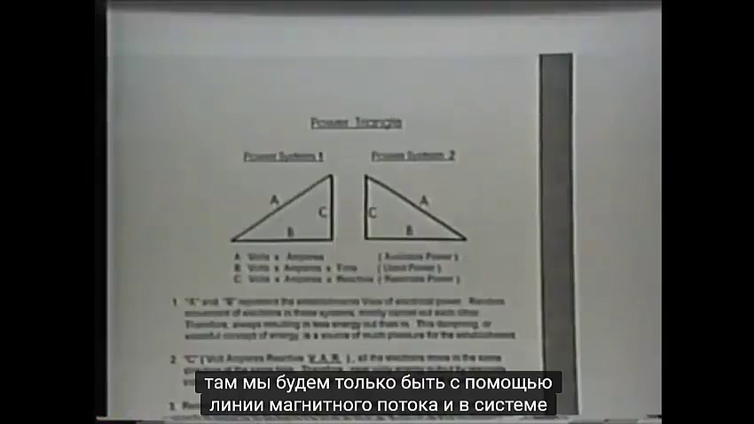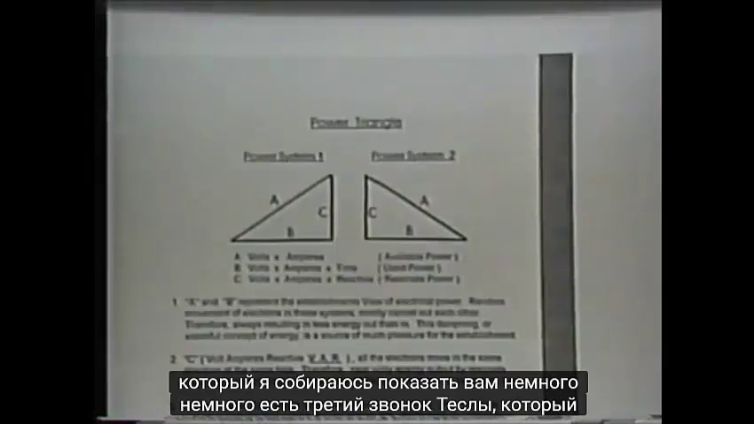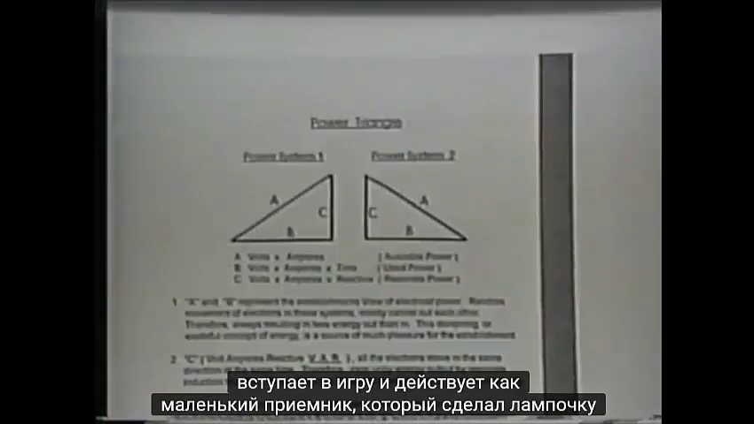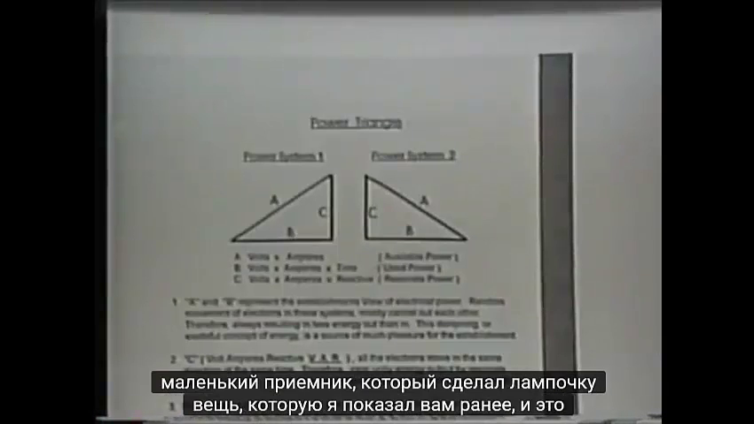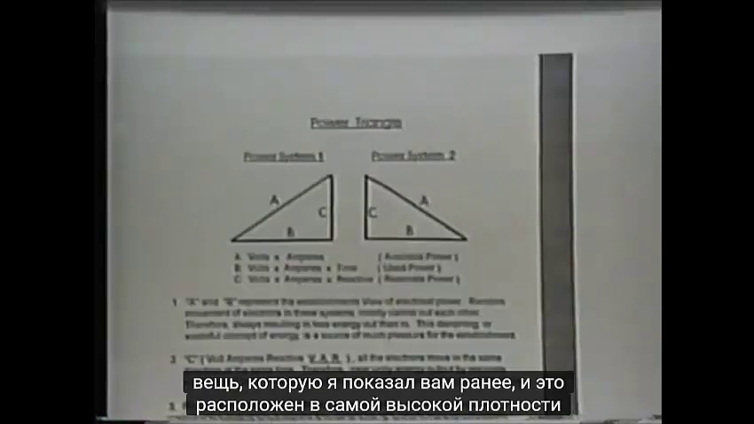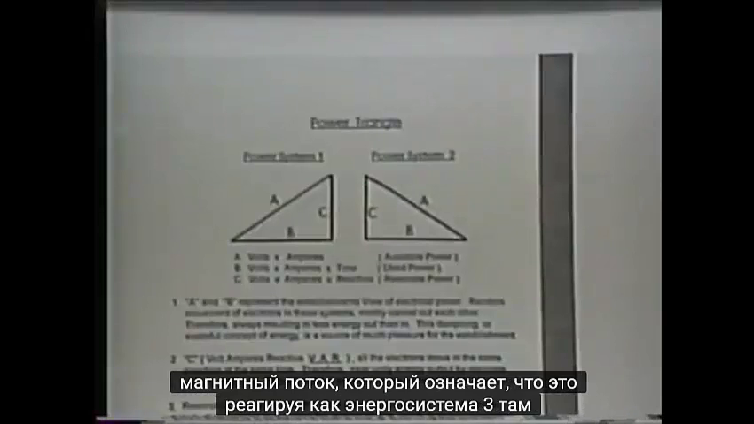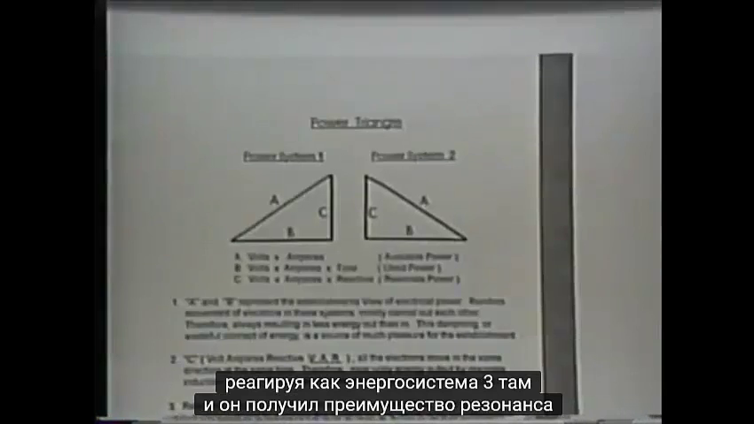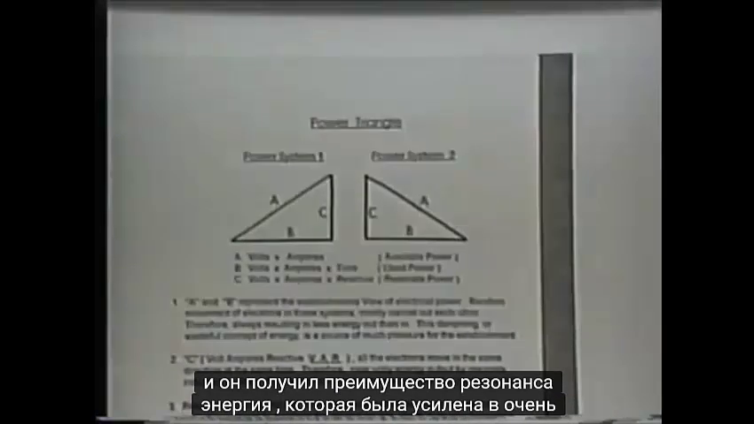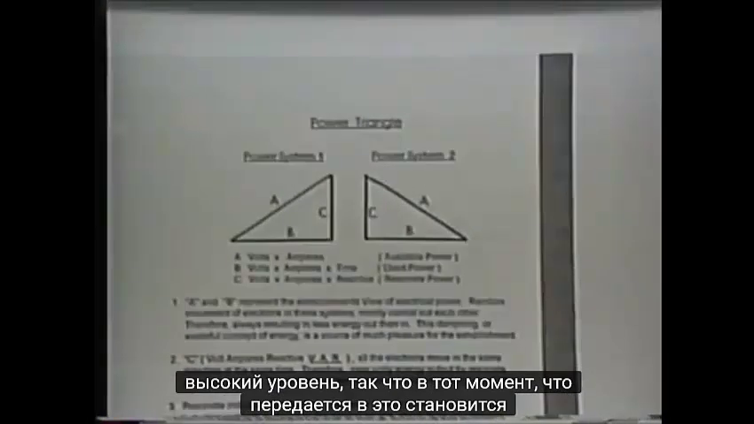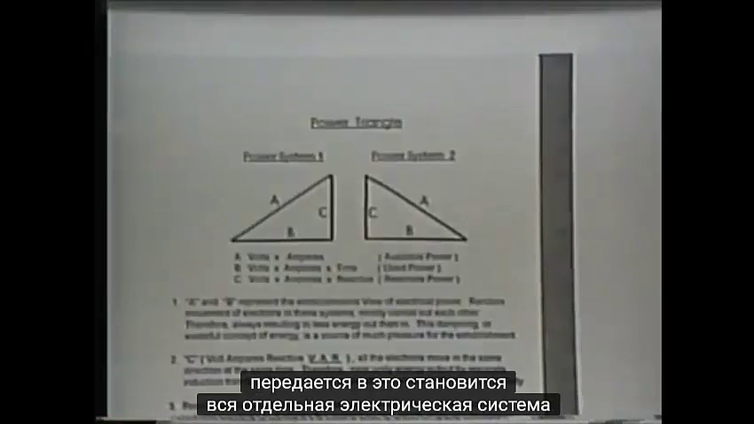And in a system which I'm going to show you in a little bit, there's a Tesla's third coil which comes into play, and it acts like the little receiver that did the light bulb thing that I showed you earlier, and it is situated in the highest density of magnetic flux, which means that it's reacting like a power system 3 there, and it's got the benefit of the resonant energy that's been amplified to a very high level. So at that point, what's transferred over into it becomes an entire separate electrical system.